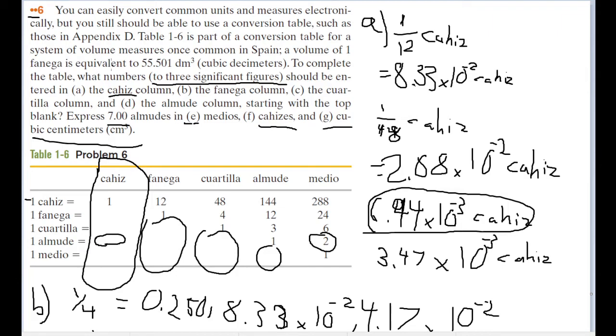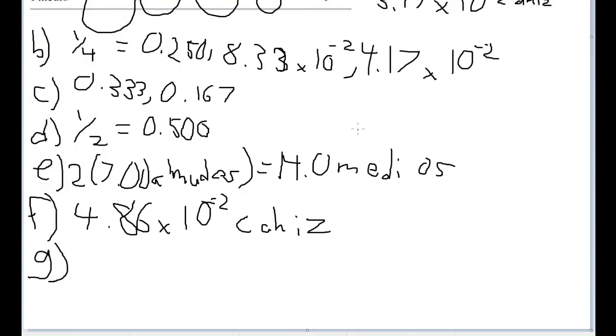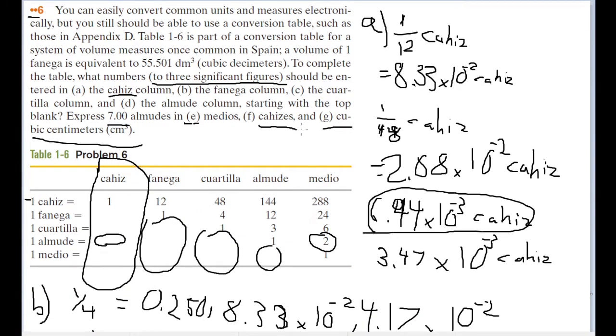The only information we're given in this problem connecting any of these units to the standard metric base SI units is the fact that we're told that a single fanega is equal to 55.501 cubic decimeters. Because we know how much a fanega is equal to in decimeters, let's try and get a conversion factor between cubic decimeters and cubic centimeters, if that's what we're trying to do.